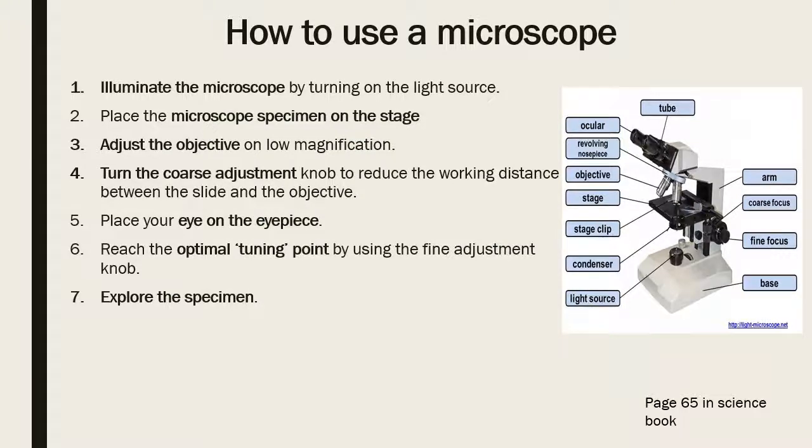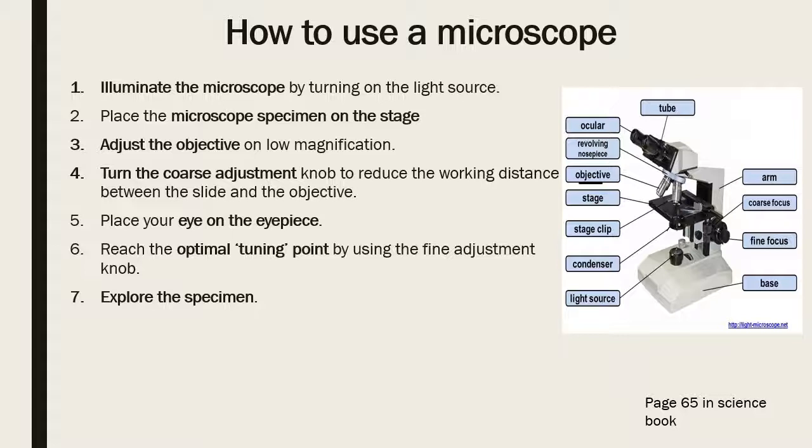How to use a microscope. First, we have to illuminate the microscope by turning on the light source. Usually when you plug in the microscope, the light source will come on by itself. We place a microscope specimen on the stage. The thing that you want to see, you put it on the stage and you hold it using the stage clips. Then you adjust the objective to the lowest magnification. You just turn the revolving nose piece so you can get the lowest objective.